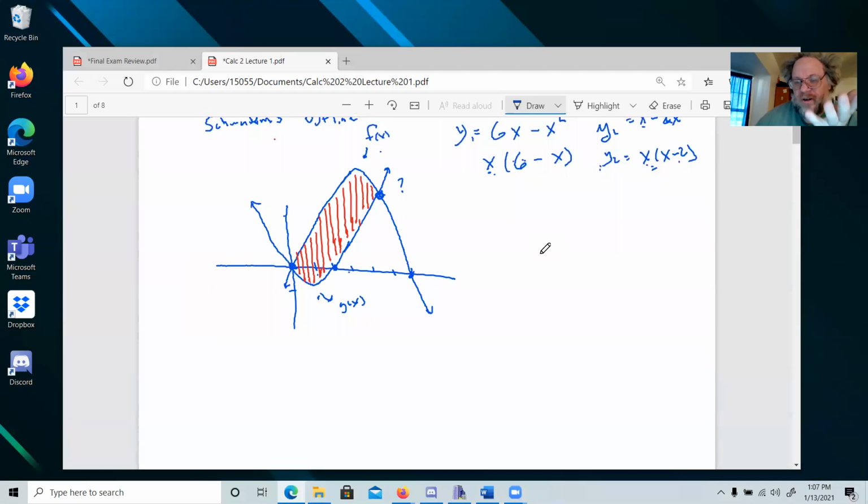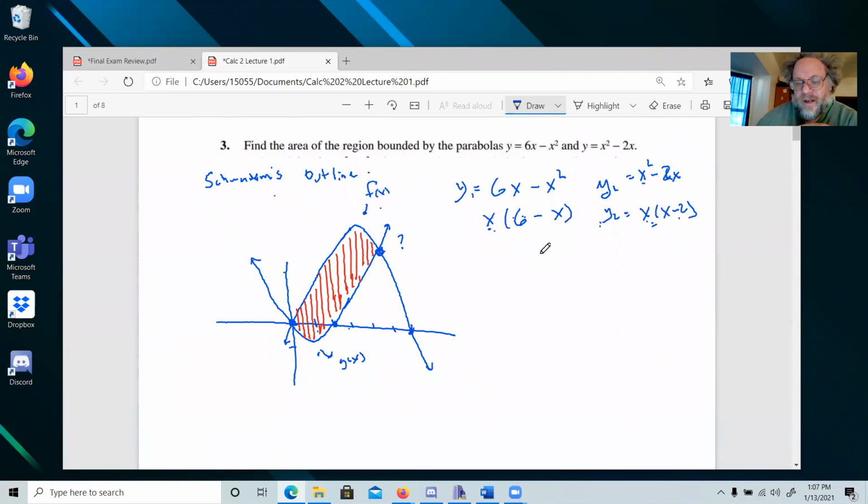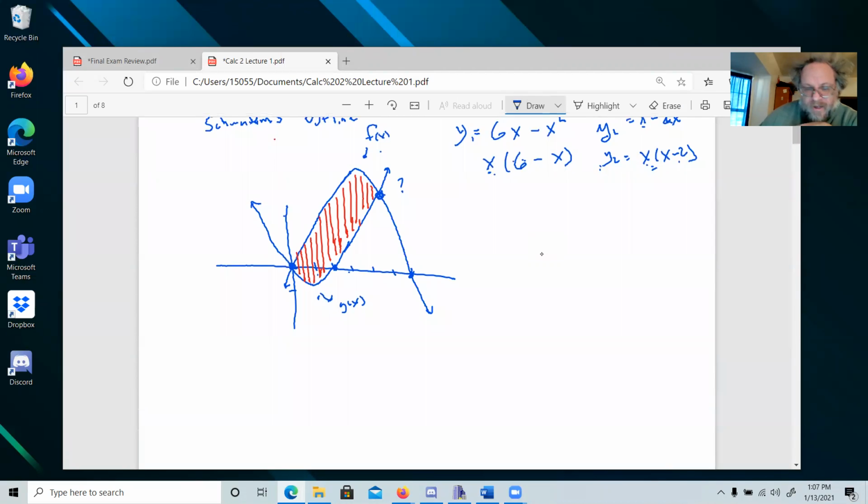So what we're going to do is set these two equal to each other. 6x minus x squared is equal to x squared minus 2x. We have to solve this. I'm just going to put everything on one side of the equation. That's how we solve equations, right? Put everything on one side. So we have 2x squared minus 8x, and say that equals 0.